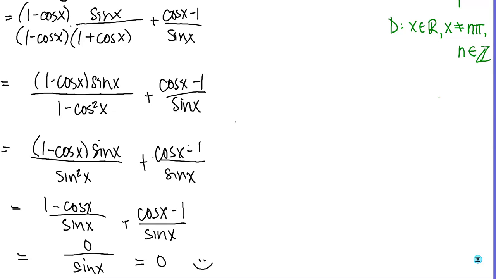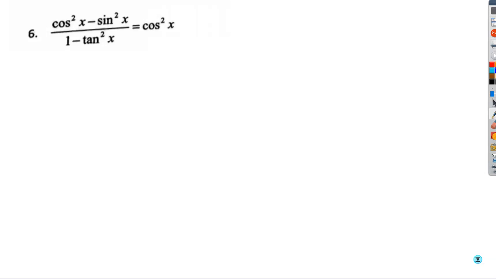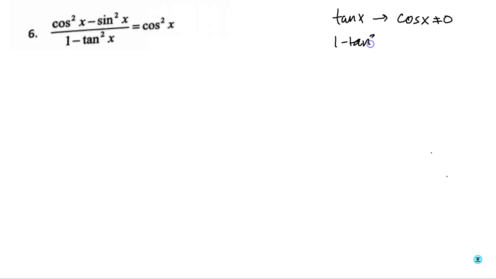Okay, next one. All right, let's start with the domain. First of all, tangent shows up, and tangent really has a denominator of cosine, so if tangent shows up, cos can't be 0. But then the problem also has a denominator that I have to set equal to 0 and see if there are any places. This would end up giving me tan squared can't be 1, which I can solve, which means tan can't be plus or minus 1. Make sure you get the plus or minus.